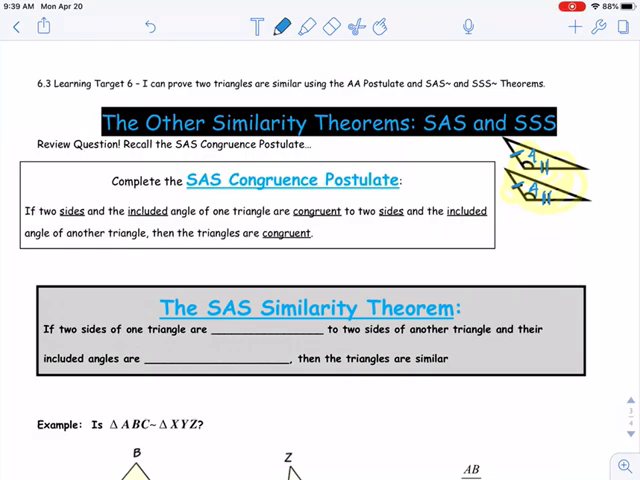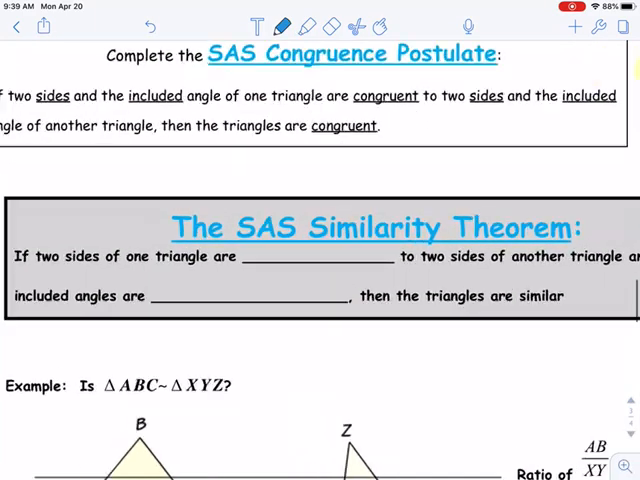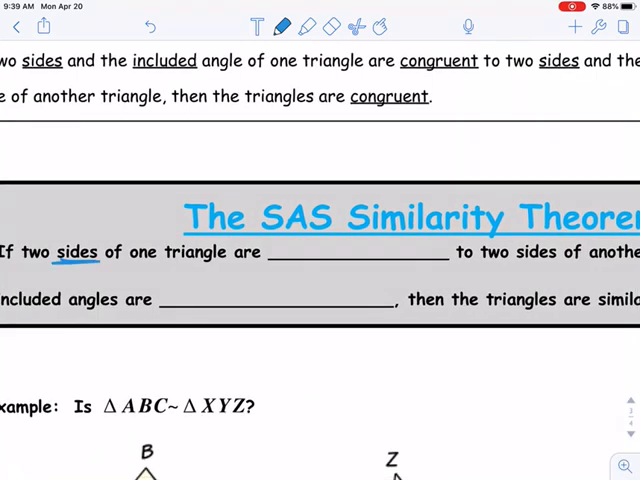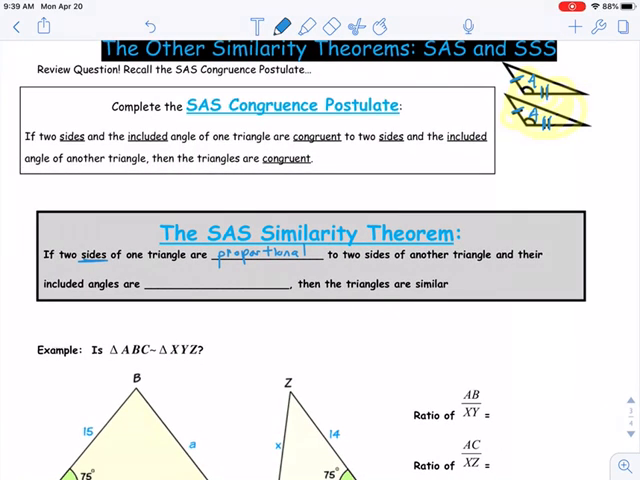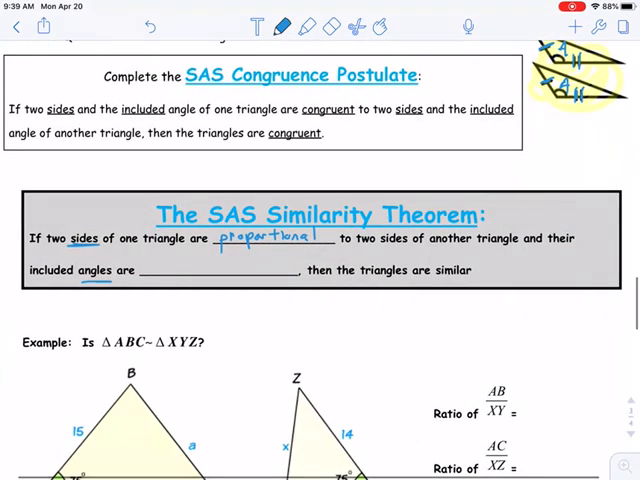Similarly, pun intended, we have the SAS similarity theorem. If two sides of one triangle, remember sides, are proportional, all right, so if you have proportional sides, you set up the fractions, they all equal each other, and so on and so forth. They're proportional to two sides of another triangle and their included angles are congruent, then the triangles are similar.